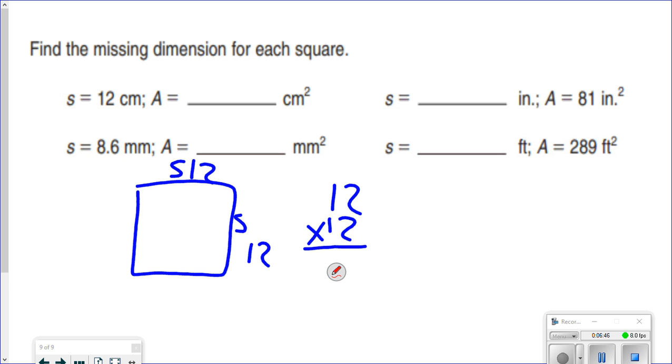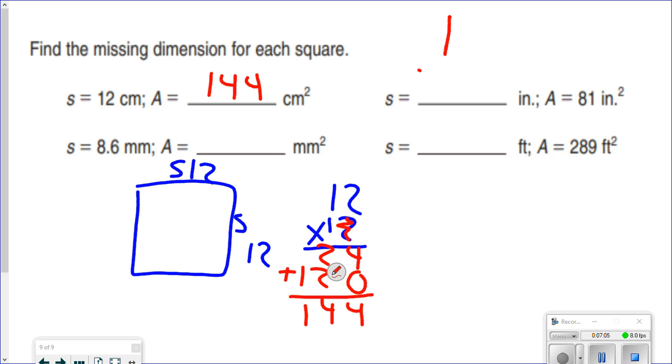2 times 2 is 4. 2 times 1 is 2. I'm going to put a place value holder here. 1 times 2 is 2. 1 times 1 is 1. If I add these up, I have a 4, 4, and a 1. 144. This one over here I'm not going to work out, because if my S's are each a 9, here's my square. If it's 81 in the middle, I have a 9 and a 9, so my answer is 9. Kind of work that one out quickly, okay?